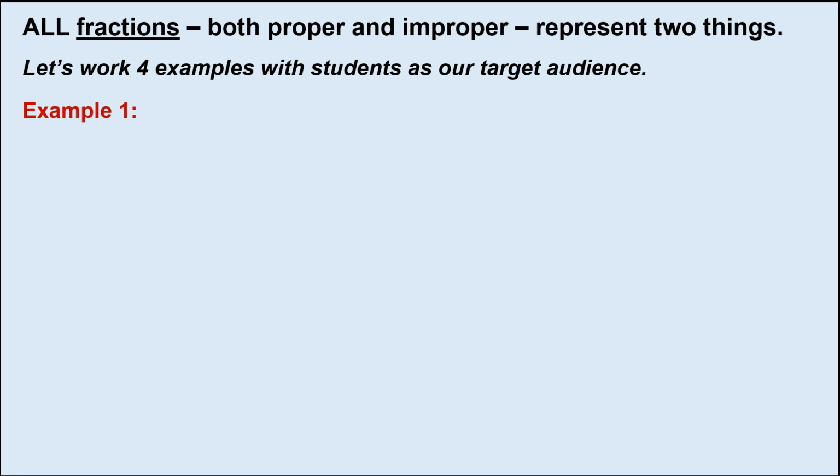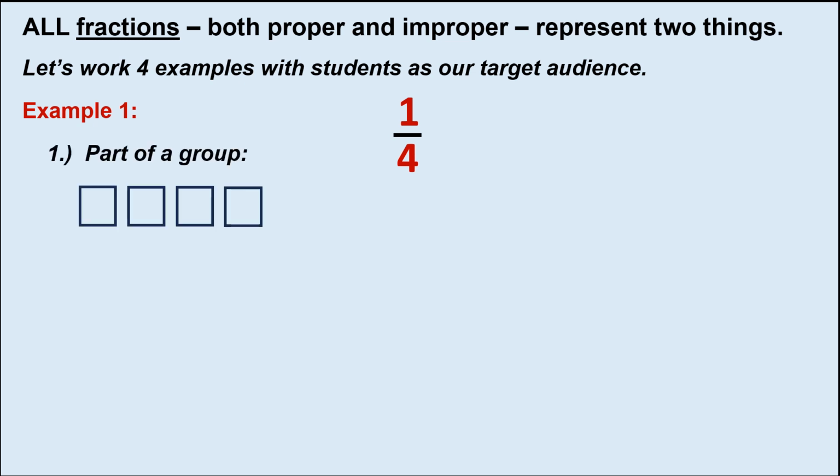Example 1. Let's use 1/4 as our fraction. First, part of a group meaning. The denominator tells us there are 4 total objects. Our fraction is divided into 4ths. The numerator indicates that there is 1 object shaded, or that we only have 1 object out of 4 that we are interested in.